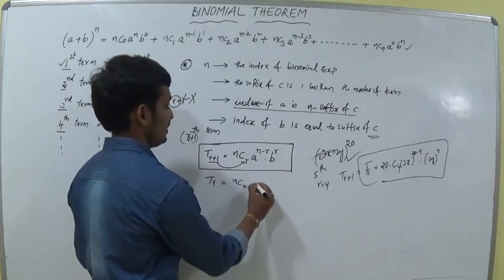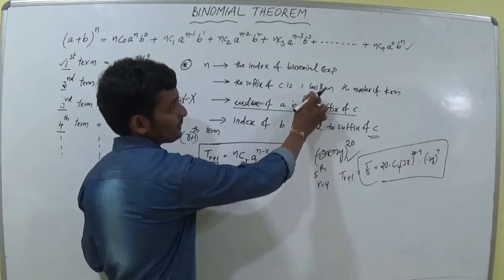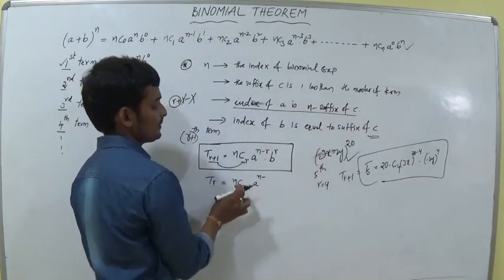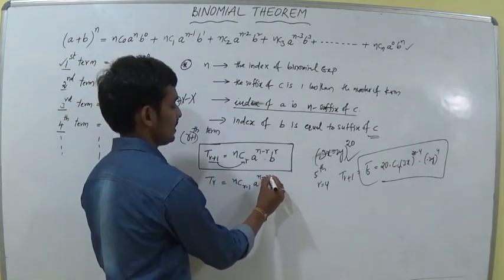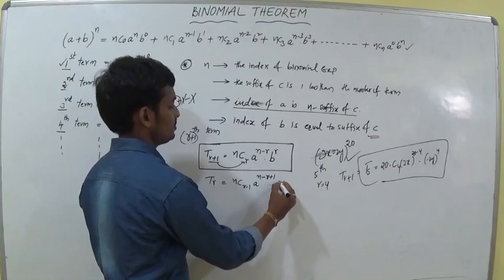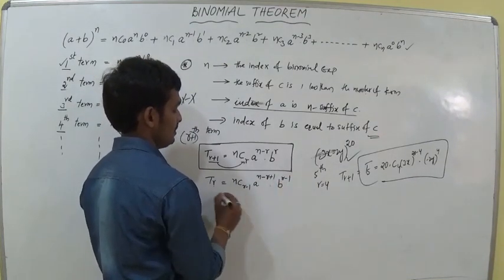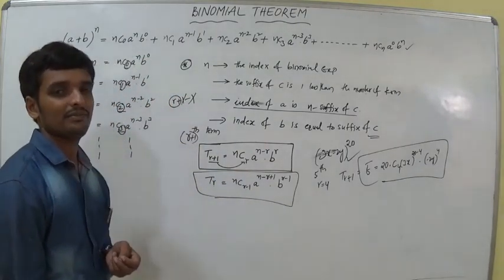The same way, a to the power of n minus the suffix of C. N minus the suffix of C is r minus 1. It becomes (r+1) into b to the power of r, where r means r minus 1. This is the formula for T(r).